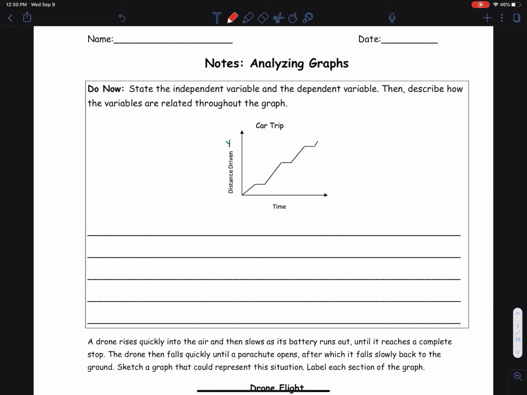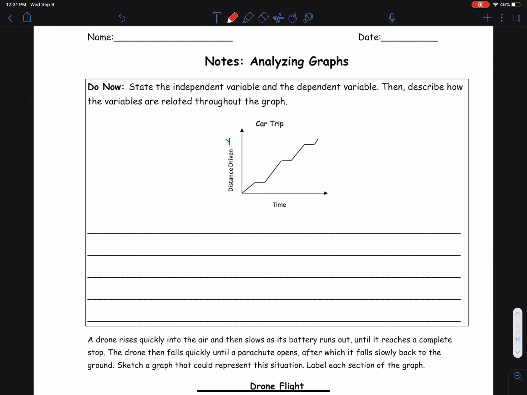So it says state the independent variable and the dependent variable. So let's start with the independent variable is always the x, whatever variable's on the x-axis, and the dependent is always what's on the y-axis. So our independent variable is going to be time, and our dependent variable, which is on the y-axis, is going to be the distance driven. So we state our variables.